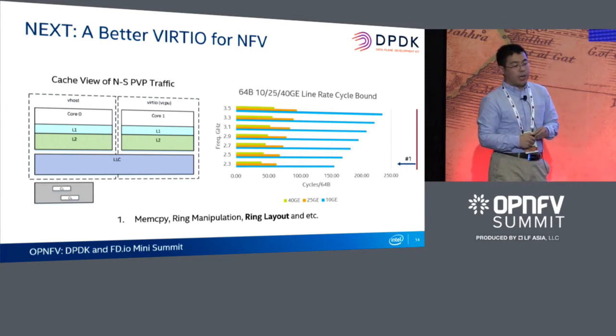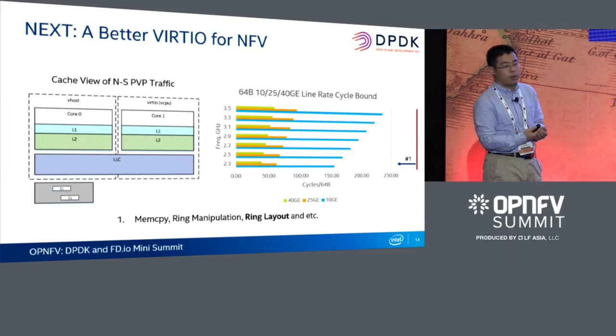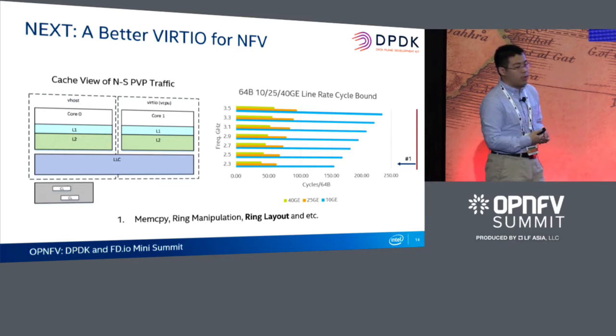And what about virtualization now? We know that for the PVP case, the most significant overhead is not on the front end, not on the virtio side, but all on the vHost side. The vHost side's cycle spending is on the far right side. So the question is how we can reduce the cycles and pull them to the left.